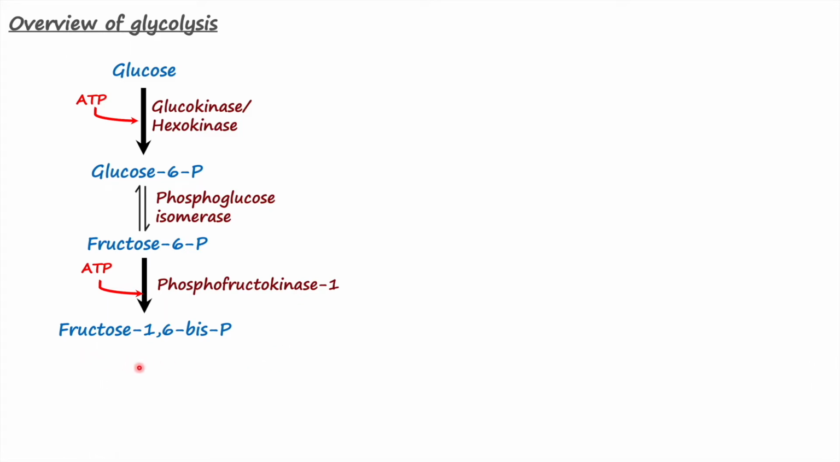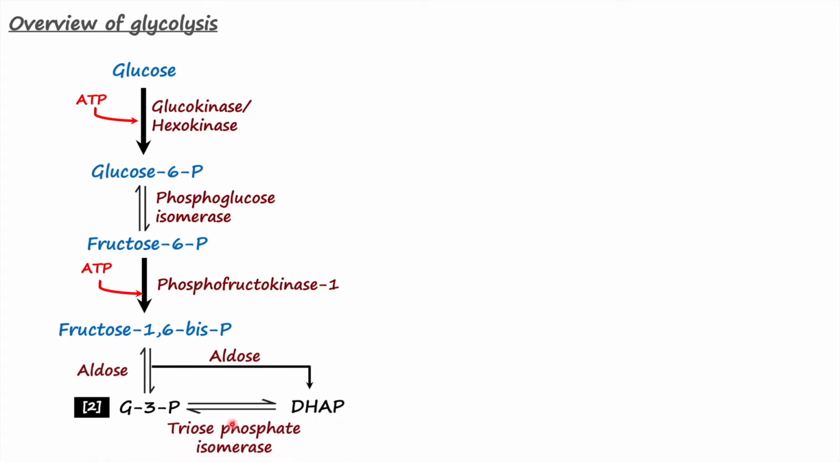Now, fructose 1,6-bisphosphate is subsequently cleaved into glyceraldehyde 3-phosphate and dihydroxyacetone phosphate. And because only glyceraldehyde 3-phosphate can further enter the next phase of the glycolysis pathway, dihydroxyacetone phosphate must be isomerized into glyceraldehyde 3-phosphate. Therefore, from one glucose molecule, we now have two molecules of glyceraldehyde 3-phosphate.